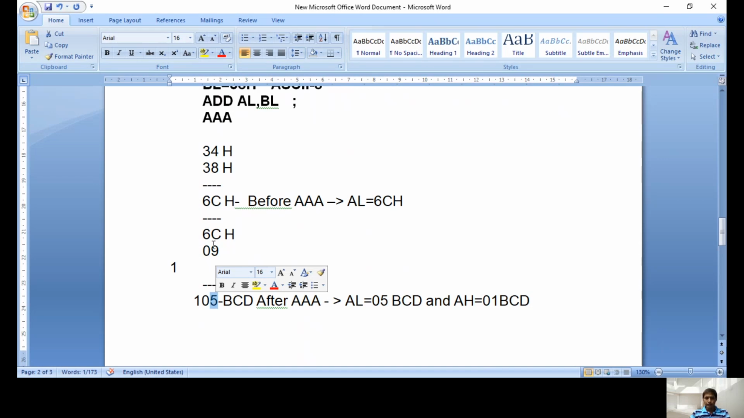But in the AAA instruction, during the first 4-bit addition, meaning C added to 9, if any carry appears, that carry comes to the next byte, not into the next 4 bits. See here, my C added to 9, I have a carry. That carry will not be added to the next 4 bits. That carry will be moved to the next byte. That's why I am writing 1 in the next byte side, not on the 0 side.